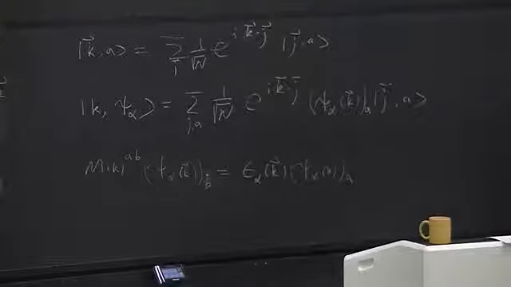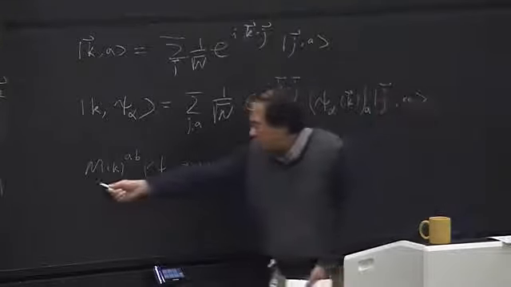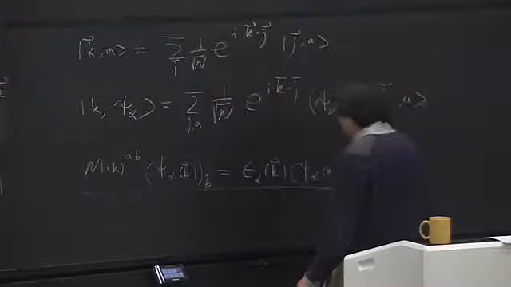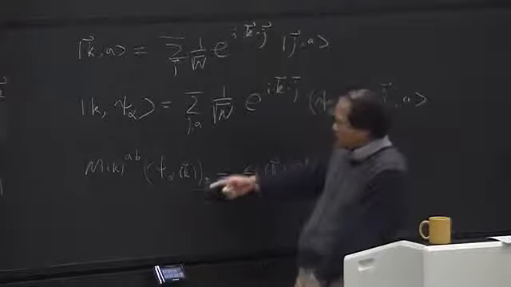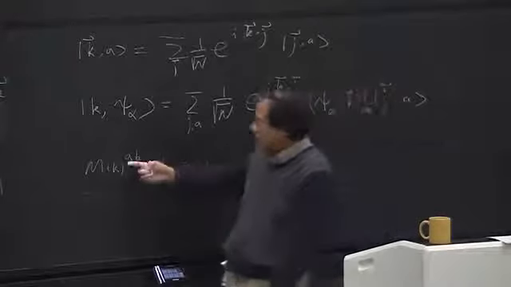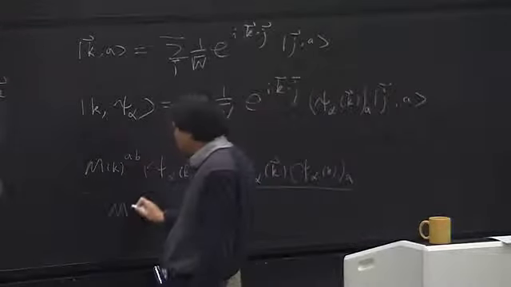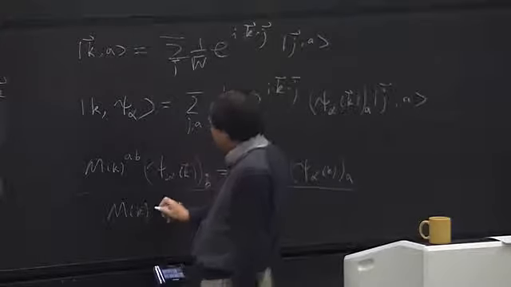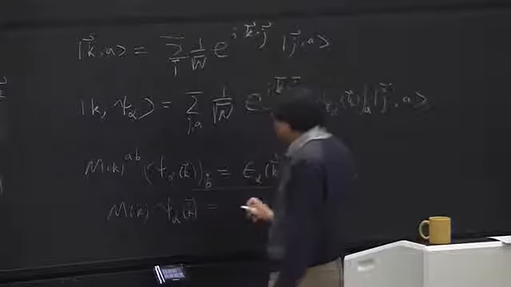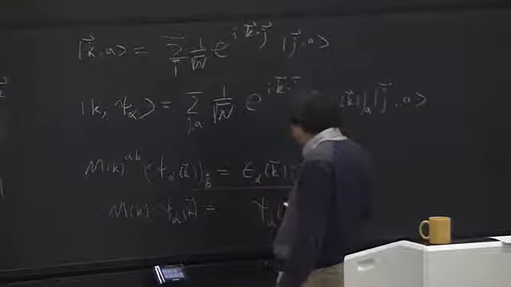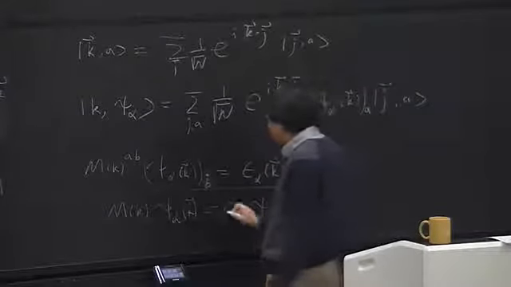And basically, let me write this in a more compact form. This is just a column vector labeled by the index B, and this is a matrix. So using matrix notation, it's just this M times this column vector, which gives us the same column vector back. It's an eigenstate, but with the coefficient epsilon.